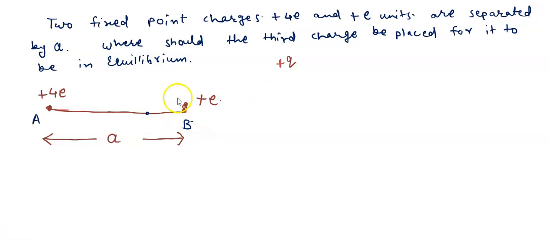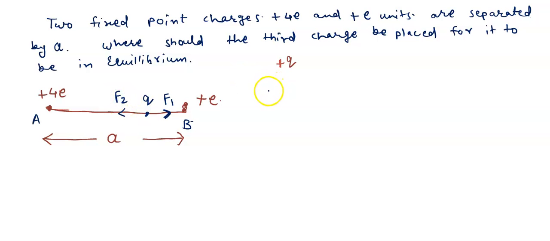Is it still there? Remember that the equilibrium can be achieved. It is not like equilibrium can't be achieved here. It can be achieved. Equilibrium can be established at this point. Let Q charge be kept here. What will happen? This plus 4E charge will repel it. Let the force be F1. And this plus E charge will also repel it. Let the force be F2.